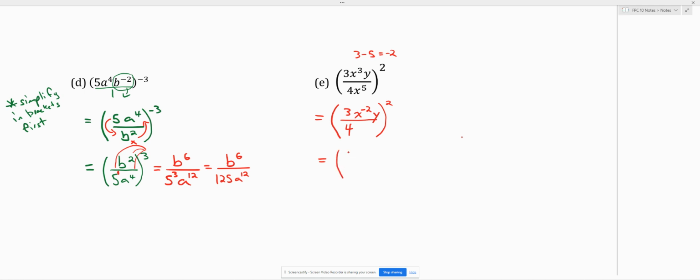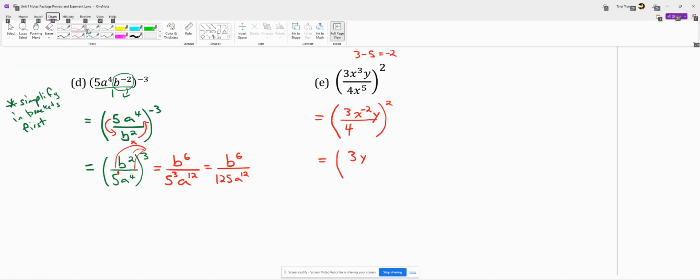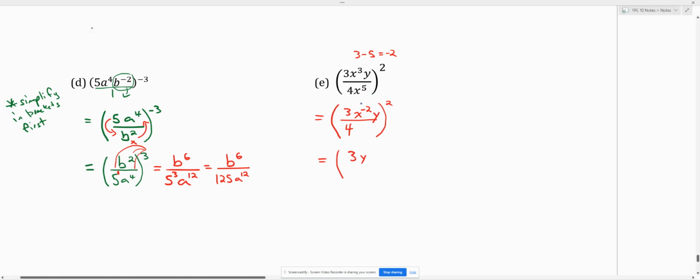So let's do that. So I'm going to have 3y up top. And what I'm doing here is taking this x to the -2 and shifting it down below, resulting in 4x squared. And that's all being raised to the 2. Now I can bring the 2 in. I could have done it off the start, but it would have made everything a little bigger and more difficult.